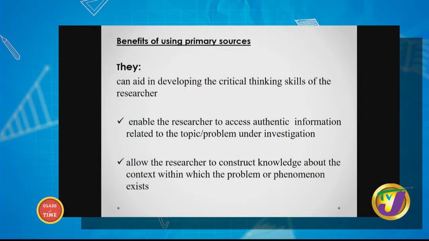Primary sources enable the researcher to access authentic information related to the topic or problem under investigation. Think about it. If you want to research a particular area and you want to get information that is real, that is directed towards the problem, that is directed towards the topic, then primary sources will be the ones that will provide you with that kind of authentic information that you will need.